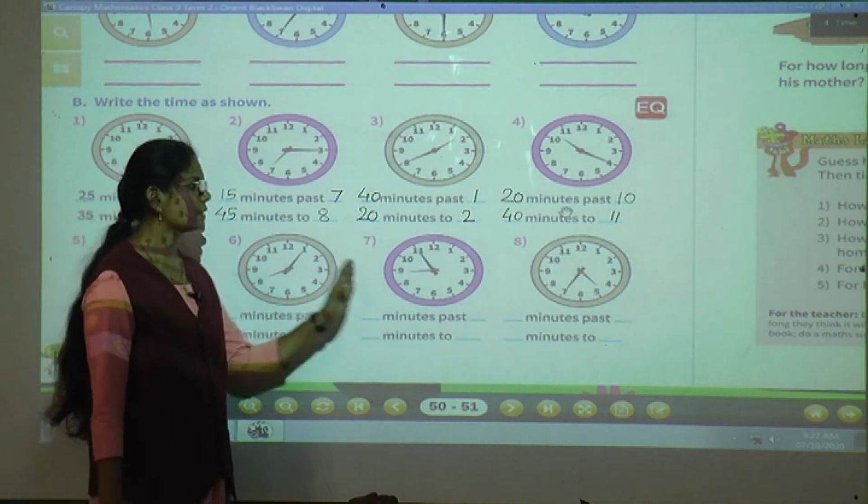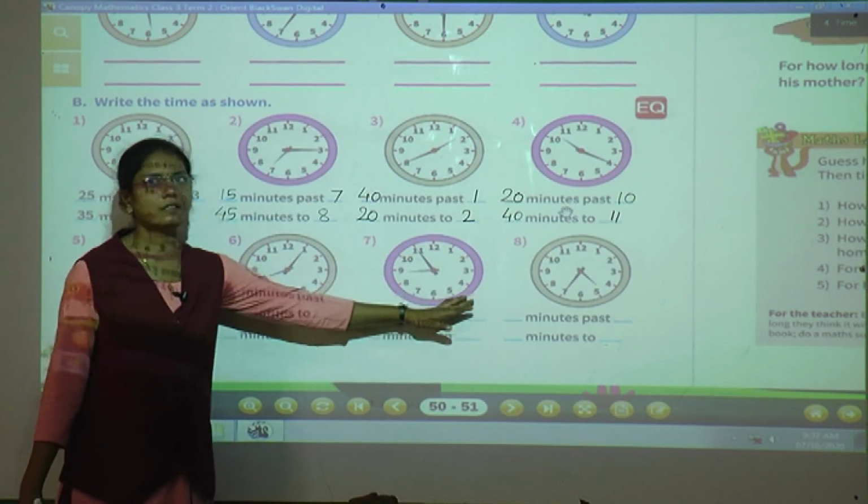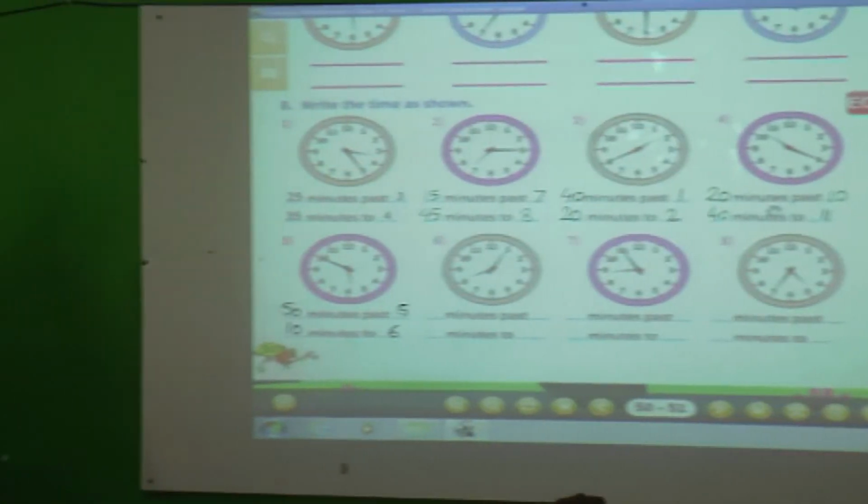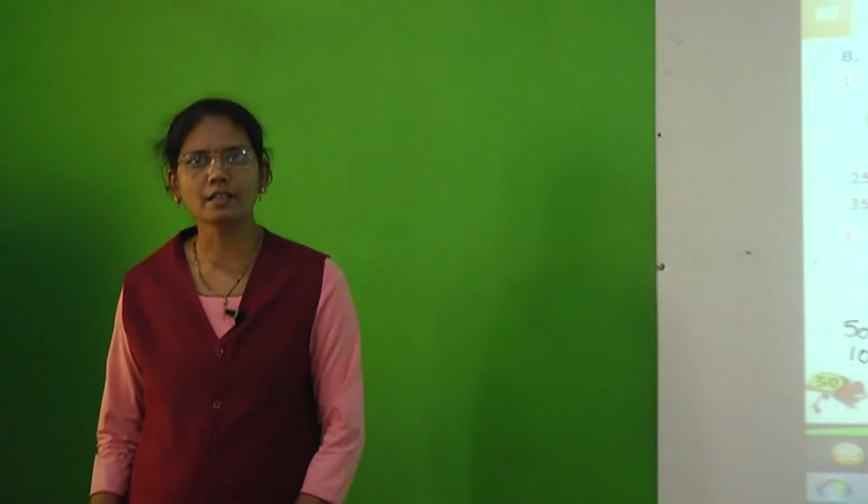Now here three more examples are there that you have to try to solve on your own. So today in this way we have started the new lesson, that is time, and we have seen the exercise 4.1. In the next session we will see the next part.